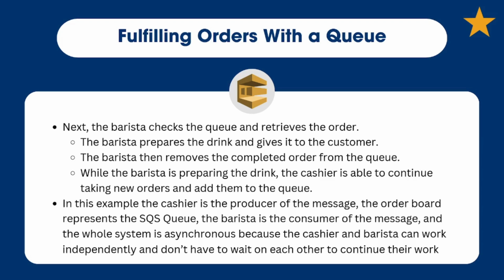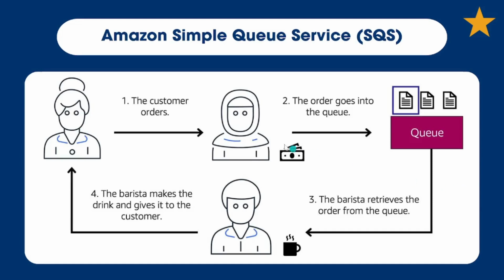That's asynchronous messaging. So in this example, the cashier is the producer of the message. The order board is the SQS queue. The barista is the consumer of the message, and the whole system is asynchronous because the cashier and barista can work independently and don't have to wait on each other to continue their work. So here's what that would look like. We're just adding one thing to the loop, and it's this queue. And this arrow really should be back and forth, because the barista is going to be coming back and forth to the queue. This additional tool is going to make you way more efficient.